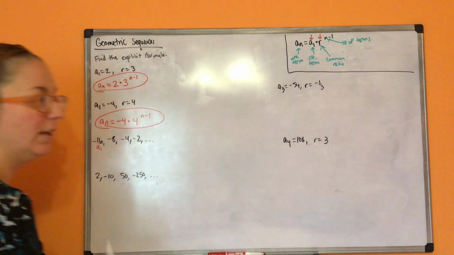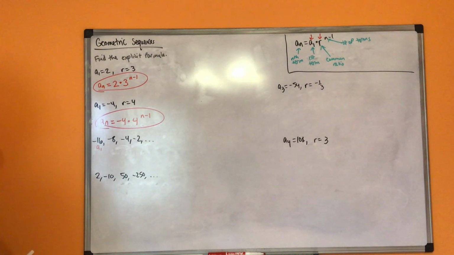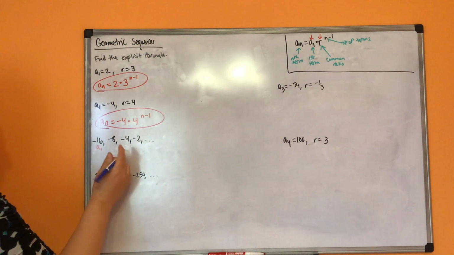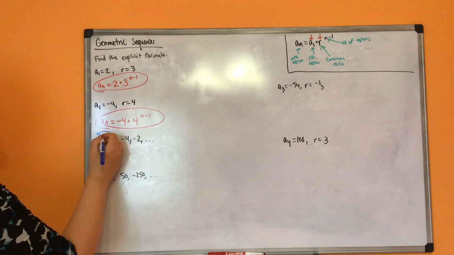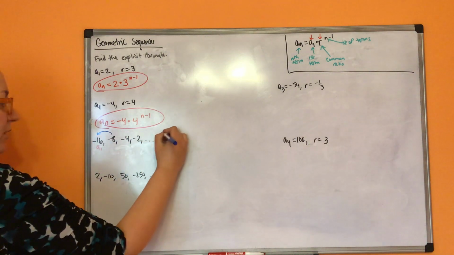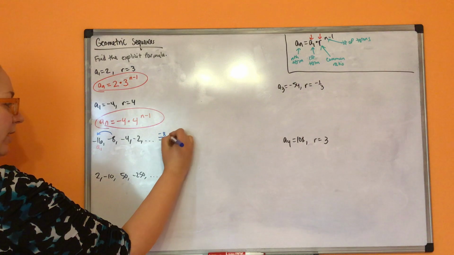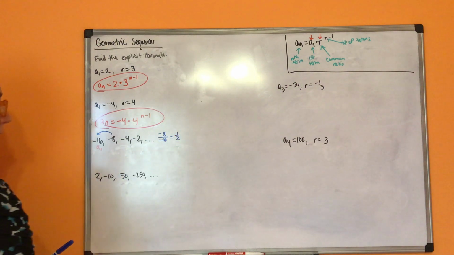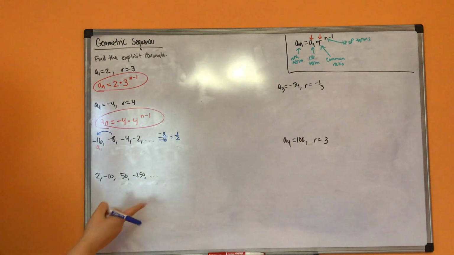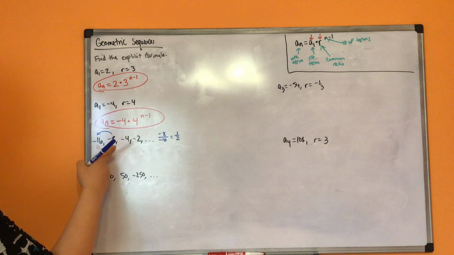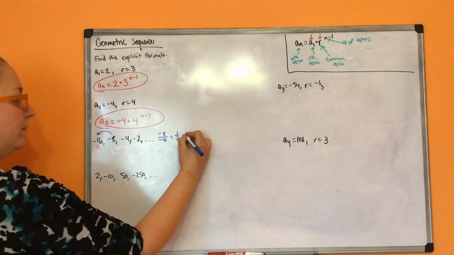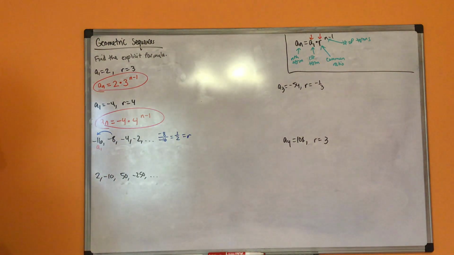It looks like we're dividing, but remember dividing is the same as multiplying by a fraction. If you're having a hard time seeing what that fraction is, you can do that trick I showed you before. Take the second term and divide it by the first term. So -8 divided by -16, if you reduce that, is +1/2. And then to double check, -16 times 1/2 gives you -8, and then it checks out for the other numbers as well. So our R is going to be 1/2.